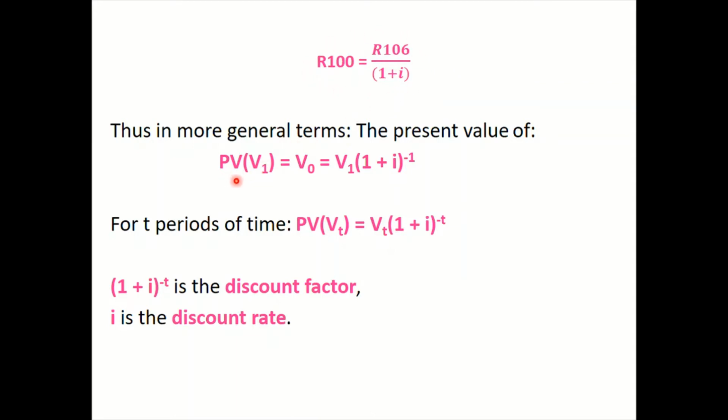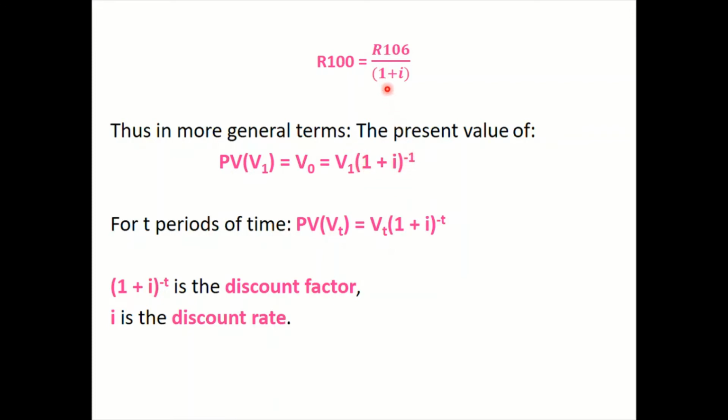And if we wanted to work out a more general formula, the calculation would be the present value of the investment at the end of 1 year. In this example, we're looking for the value of the investment at the beginning, year 0. That's the present value. The way we would work that out is the value of the investment at the end of year 1 times, in brackets, 1 plus the interest rate, raised to the power of -1.